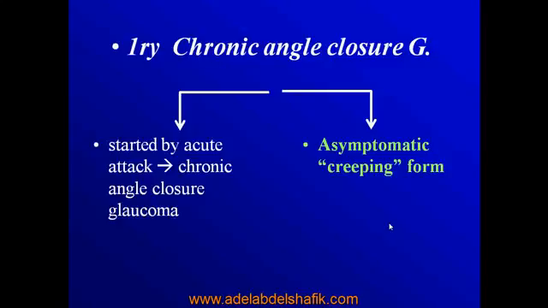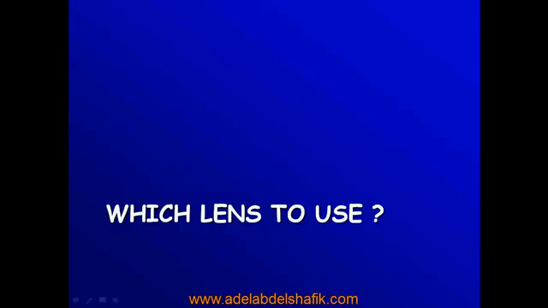We know that chronic angle closure glaucoma may follow an acute attack, and this is easy to diagnose. But we have another form of chronic angle closure glaucoma. It has no symptoms at all. It has a creeping closure of the angle, and the clinical picture is quite similar to open angle glaucoma. There are no symptoms at all, so the only way to diagnose such a condition is to do gonioscopy.